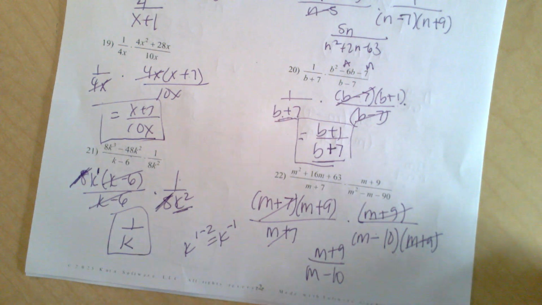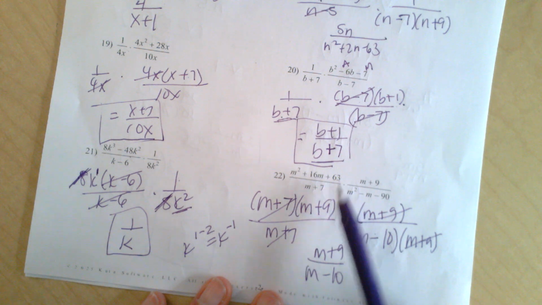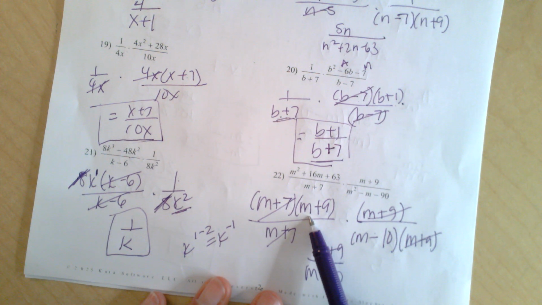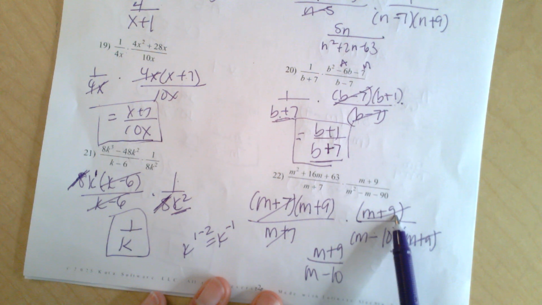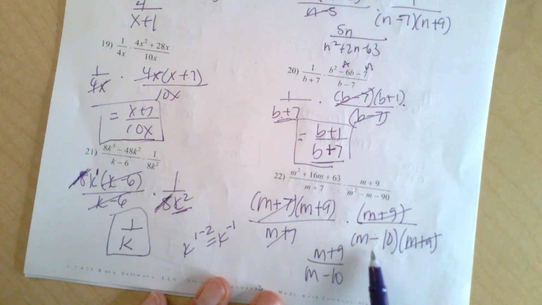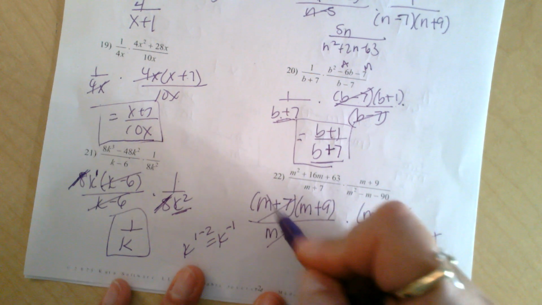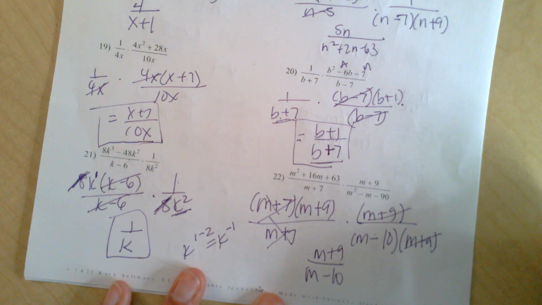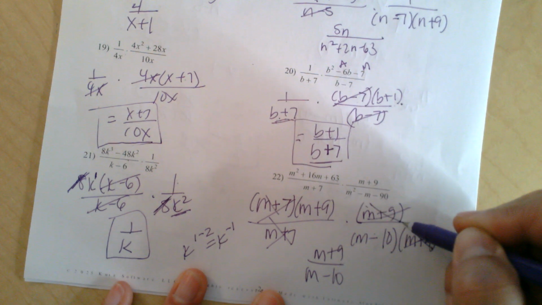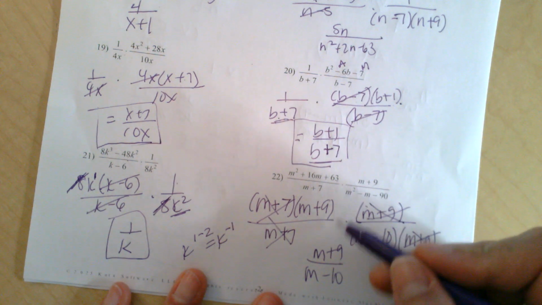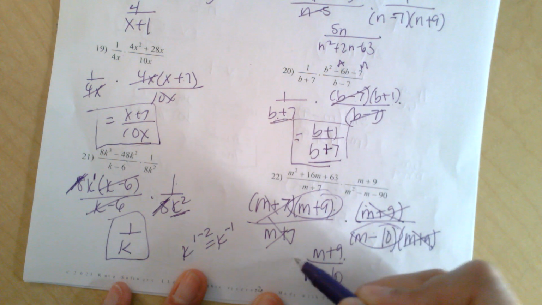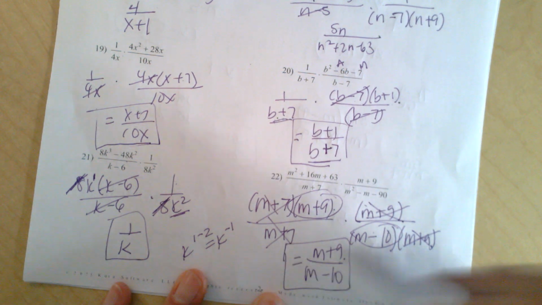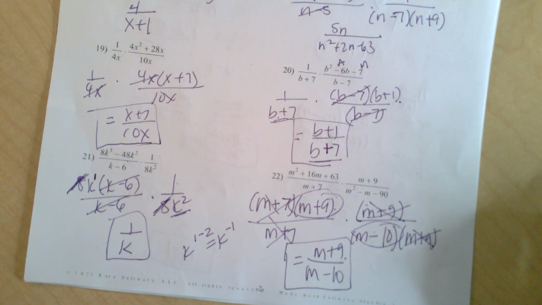And then 22. Let's factor the numerator, n plus 7, n plus 9. We can't factor the denominator. Here, we have n plus 9. We factor the denominator. Notice they're factors so that we can cross them out. So nice. And we can cross these out. So what do we have left over? We have an m plus 9 in the numerator. We have an m minus 10 in the denominator. And so this is your simplified answer.